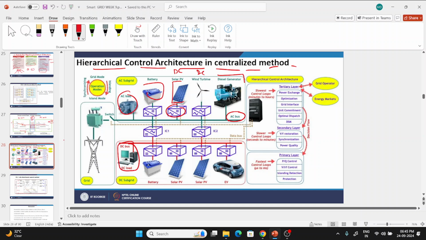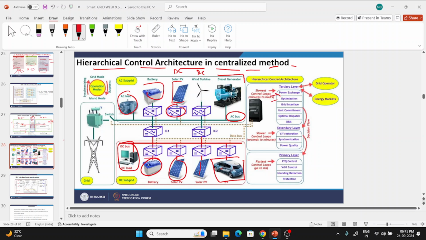These are all DC loads. Battery is there. Then solar PV is connected directly at various points. Then EV charging can also happen at the DC bus for DC fast charging. Okay. So the hierarchical control is the tertiary control, which is the operator, energy market.